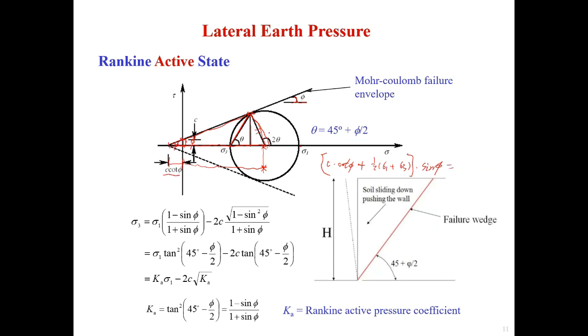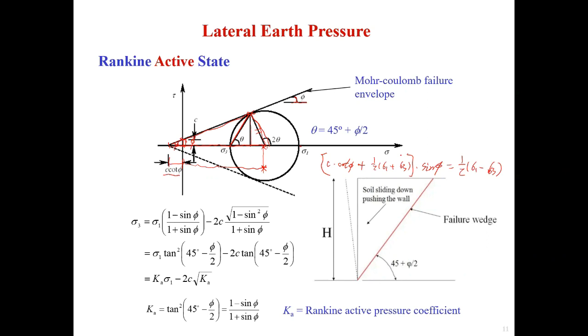This length, if we look further, is the radius of this Mohr circle. And the radius could be expressed as half of sigma 1 minus sigma 3. So that's sigma 1, that's sigma 3, so sigma 1 minus sigma 3 is the diameter. If we take the half, that's the radius. So this expression is valid.